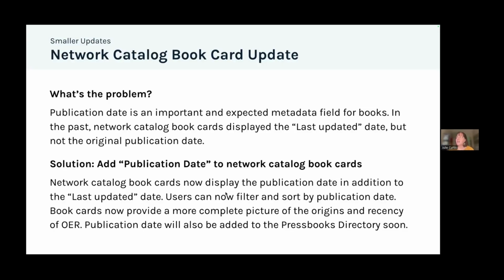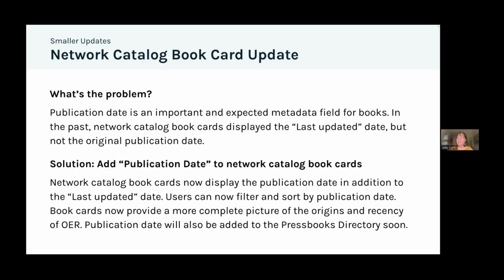The next item is the network catalog book card update. Publication date is an important and expected metadata field. Up to this point, the original publication date was not listed on network catalog book cards, and we had gotten a number of requests for that.